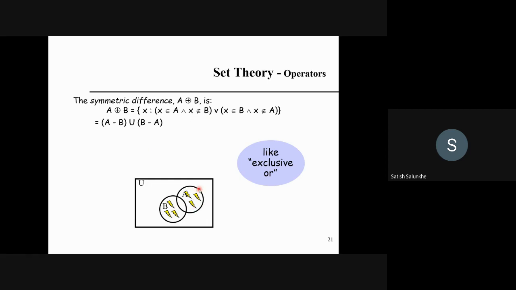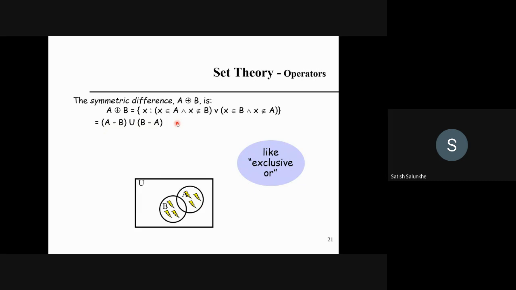Is it clear? Yes or no? Please let me know in the chat box, quickly respond. We remove the intersection part, yes. It is basically the union of A minus B and B minus A.